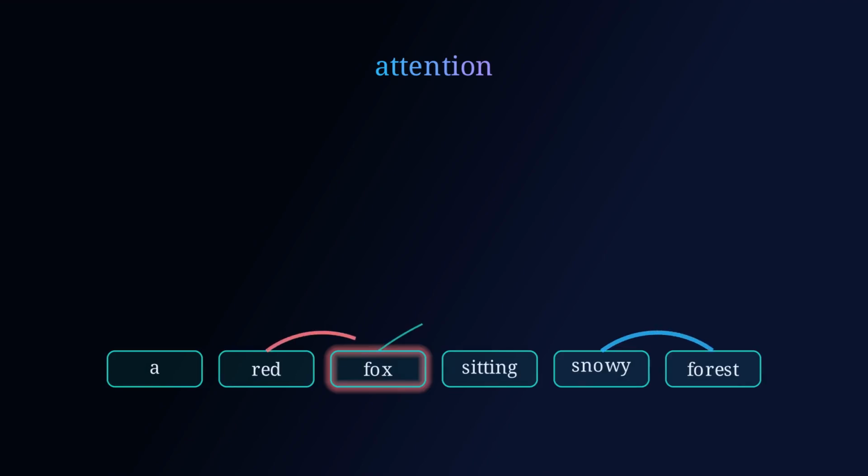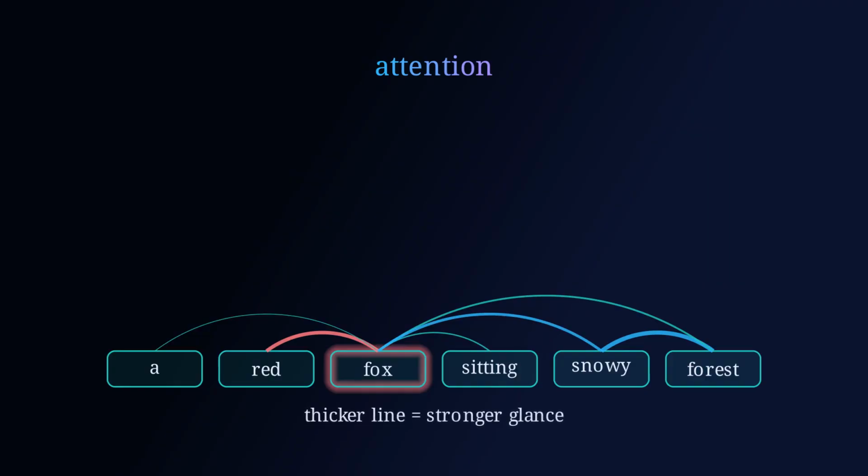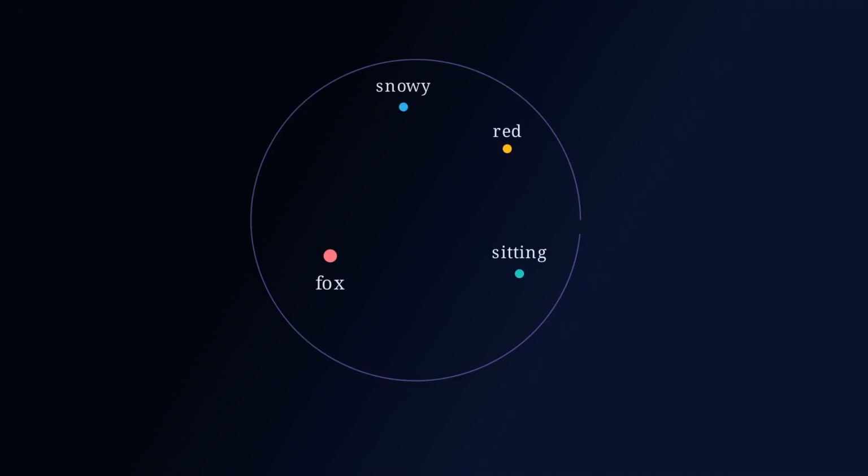The word snowy leans on forest. The word red leans on fox. Attention is just a weighted glance. How much should I listen to each of my neighbors? After this mixing, the vector for fox is no longer generic. It has absorbed that it's red, that it's sitting, that it's surrounded by snow. Every token has been updated to reflect its context. The isolated points from before have become context-aware.